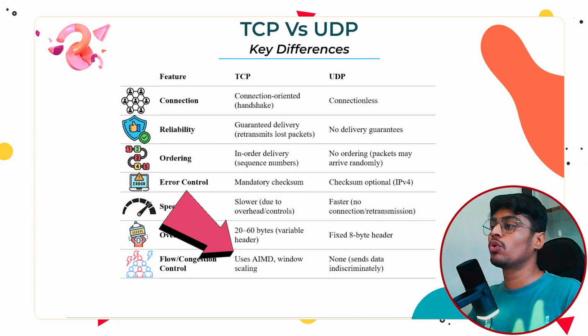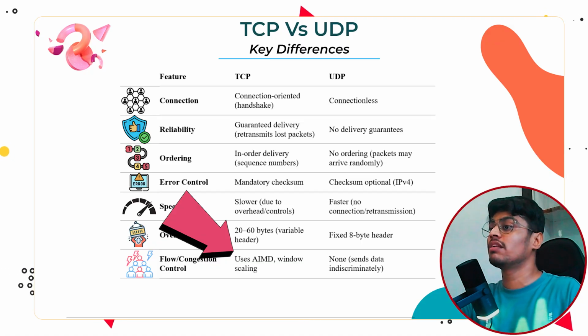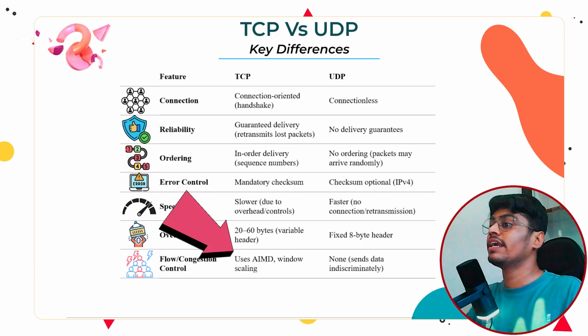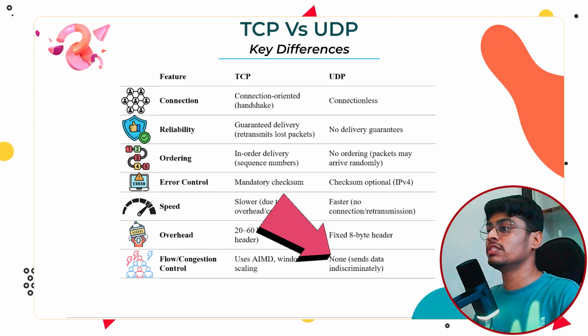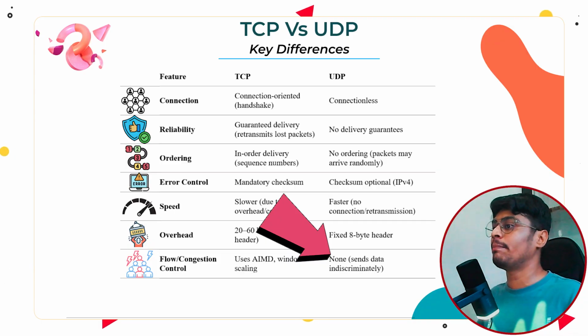Now, flow control and congestion control. These are important conditions in TCP. When sending data, TCP cares about how much data the receiver can accept and what the capacity of the network is. TCP uses algorithms like AIMD to control congestion. Now, UDP has no flow control or congestion control algorithm. If data is lost due to congestion, TCP will retransmit the same packet, but UDP doesn't care. Lost packets are lost forever.